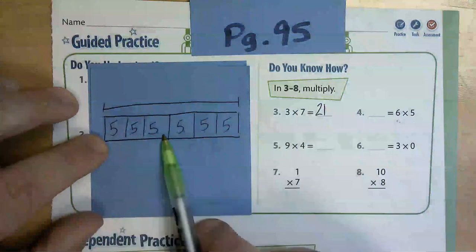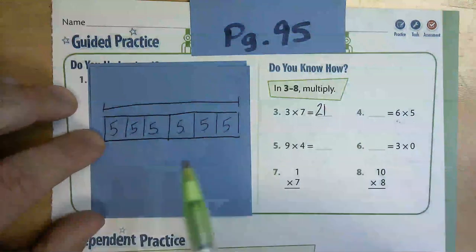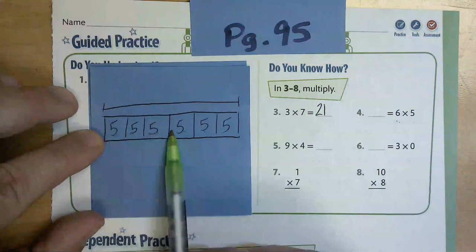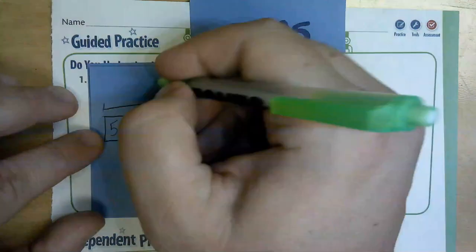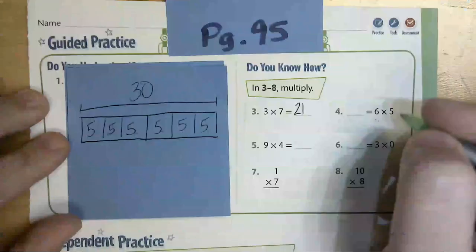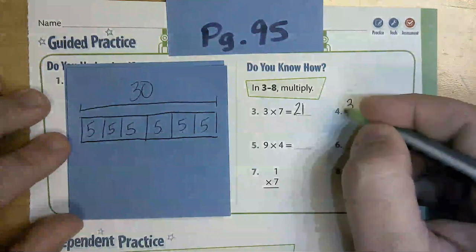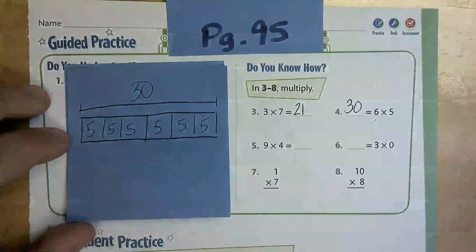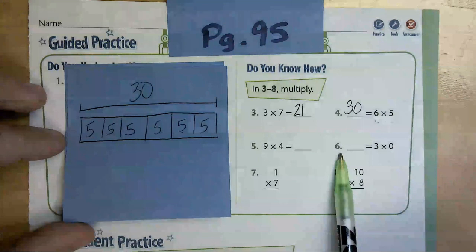My 6 is how many I've got going across. Inside of each one is 5. Now I can do it. 5, 10, 15, 20, 25, 30. So my total was 30. So 6 times 5 equals, you got it. It is 30.